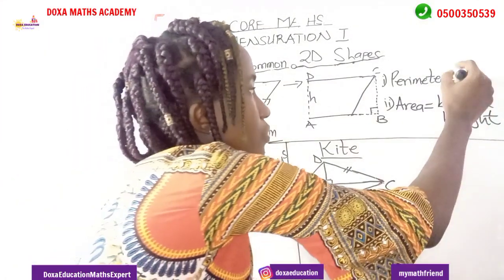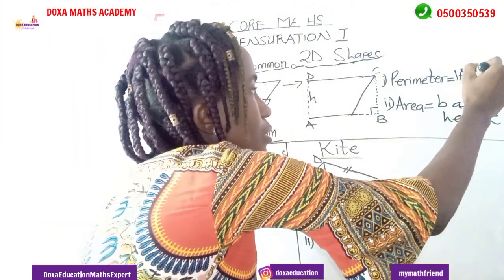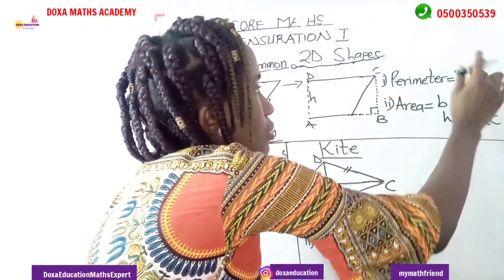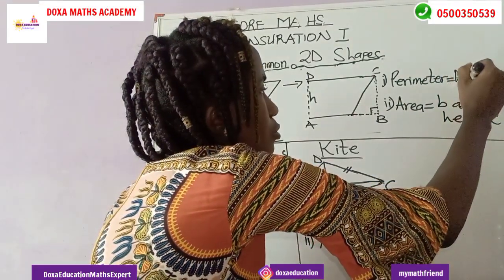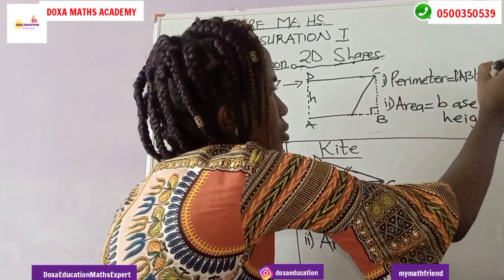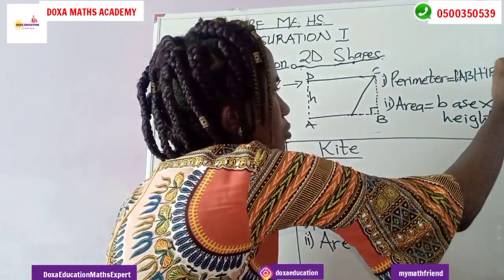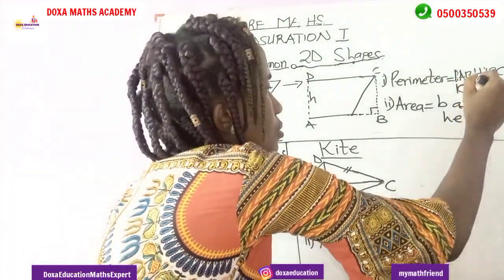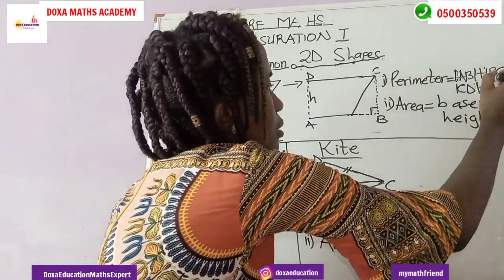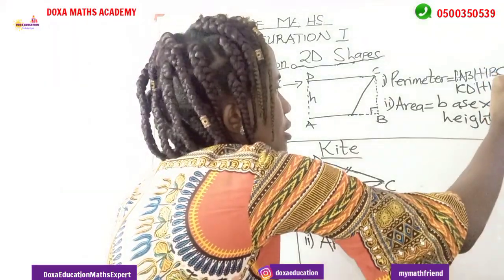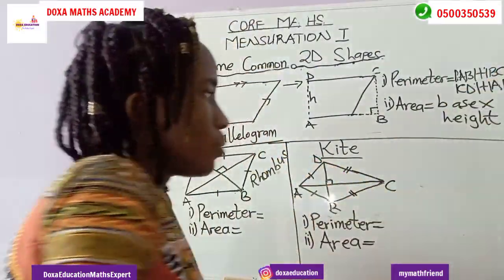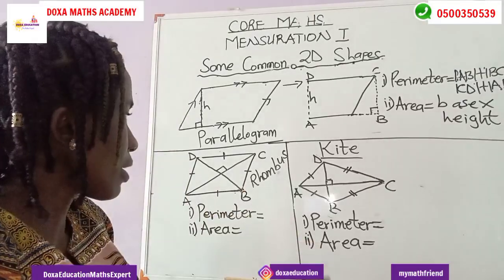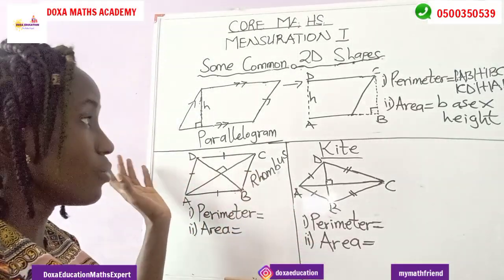So you have side AB plus BC plus CD plus AD. Very good. So that is it with the parallelogram. Let's move to the next one. That is a rhombus. Look at the rhombus carefully.